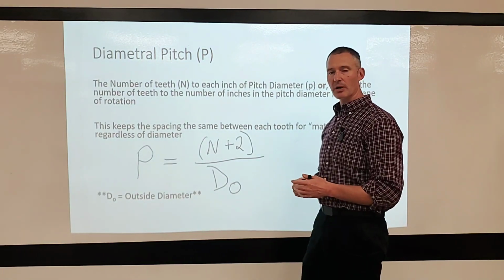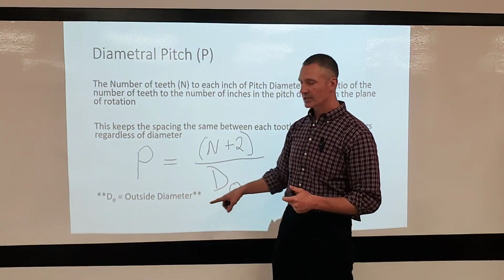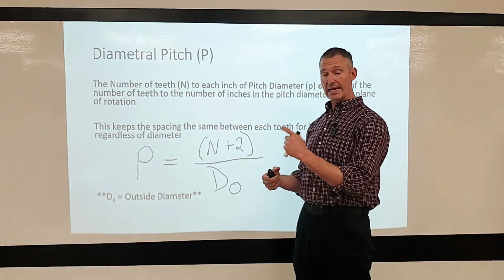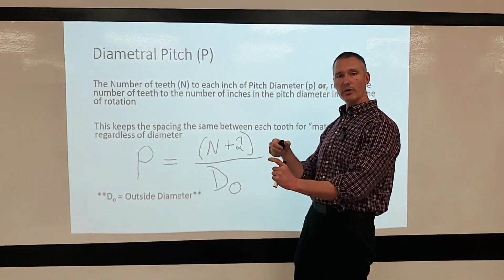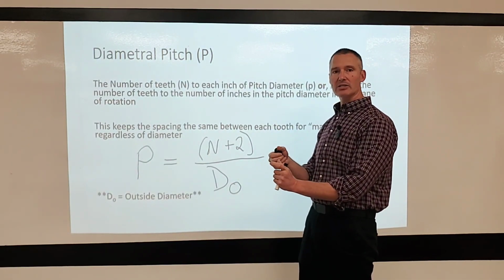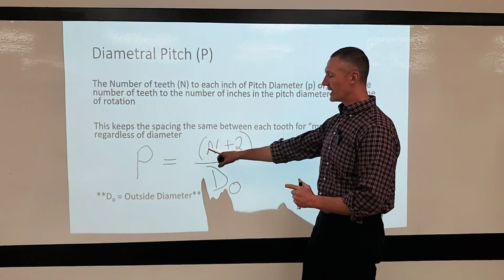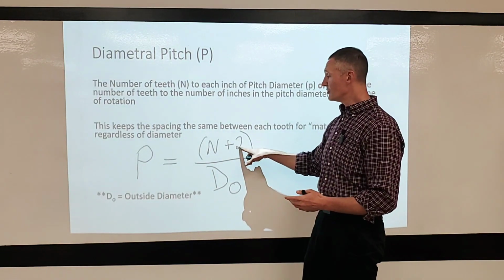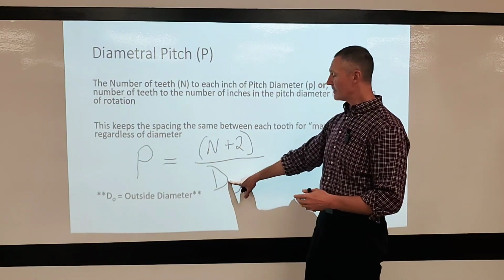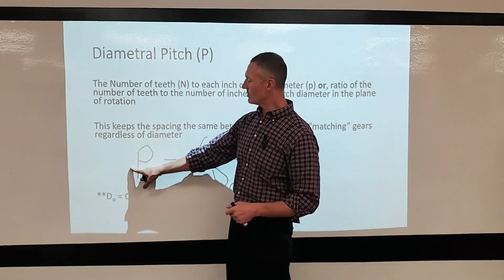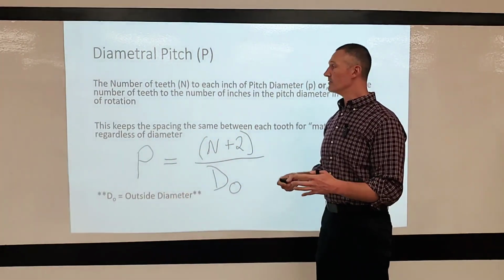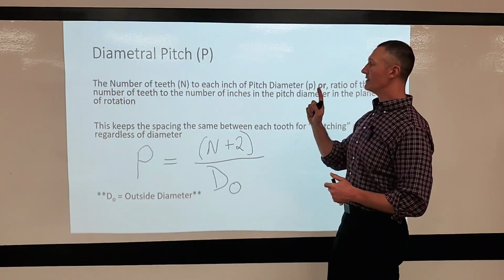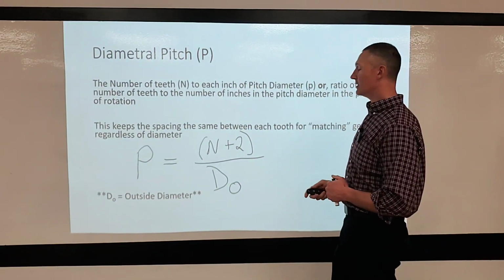Now, what is D subscript O? That is going to be your outside diameter. So that's really easy. We can take the gear, we can take a set of calipers, we've already learned that lesson, and we can measure that outside diameter. And then what we can do is count the number of teeth. Let's say it's 20, we'll add 2 to it, so it's going to be 22 divided by that outside diameter, and then it's going to give you that big P, and that is going to give you, again, the ratio of the number of teeth to the number of inches in the pitch diameter.